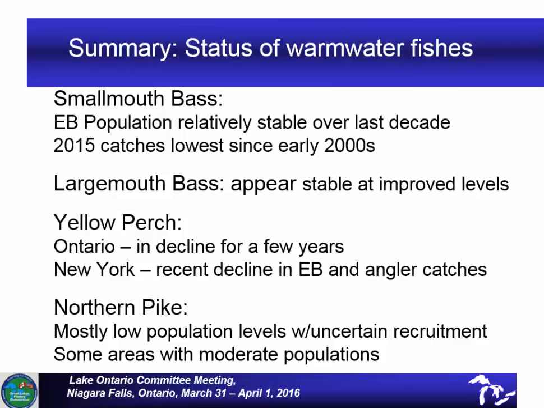So in summary, smallmouth bass population is at a relatively stable but lower level. Largemouth bass appear stable at a higher level than what we once saw. Yellow perch has been in decline more recently on the New York side, but for a few years now in Ontario. Not clear on the cause of that.